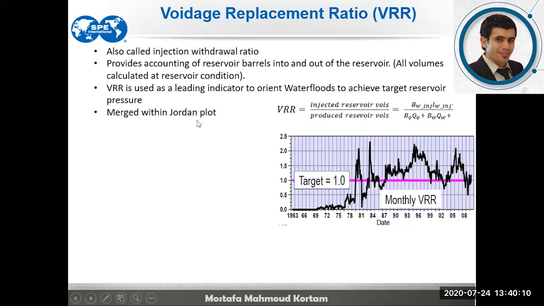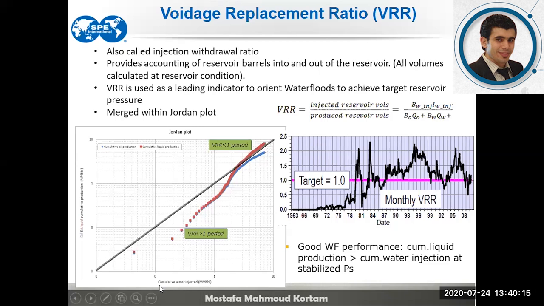It's also worth highlighting that some people would utilize this kind of parameter with a Jordan plot, so it can be measured with a Jordan plot. A Jordan plot is simply drawing the cumulative water injection versus the cumulative produced liquid. The red one is the liquid and the oil. A straight line with a unit slope represents a voidage ratio of one. If you are injecting more than producing, the curve lies below the unit slope line. If the injection is less than what you produced at that time, it will stay over the line. So this can provide a guideline on whether your voidage replacement ratio is aligned to unity. Again, this kind of chart or parameter has to be used in conjunction with the average reservoir pressure, the historical reservoir pressure record.